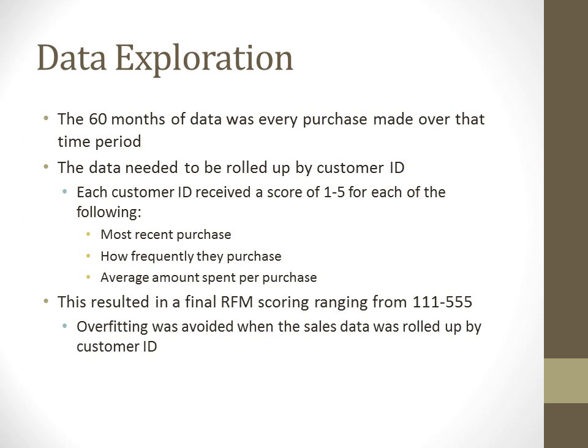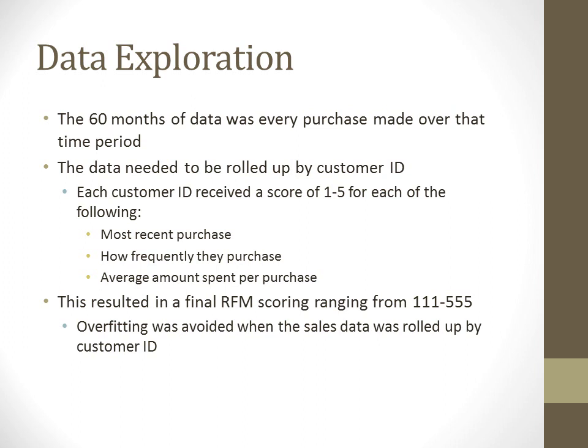From there, I scored each customer on a scale of 1 to 5 in each of the three categories of recency, frequency, and monetary to give them a score per category, 5 being the best, 1 being the worst. So someone who bought within the past month would get a 5, whereas someone who bought 60 months ago in this scenario would get a 1. You do that for frequency and then monetary. Then you will get your final RFM score, 111 to 555.